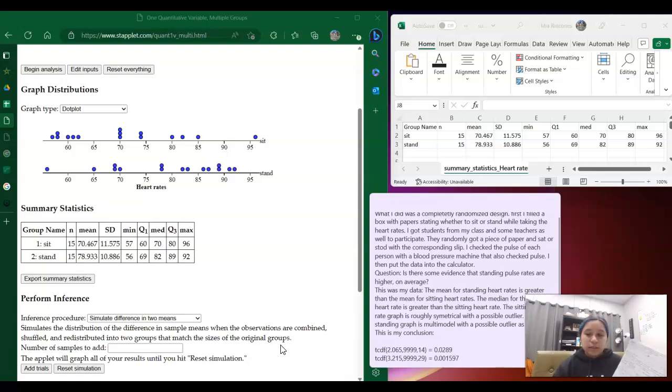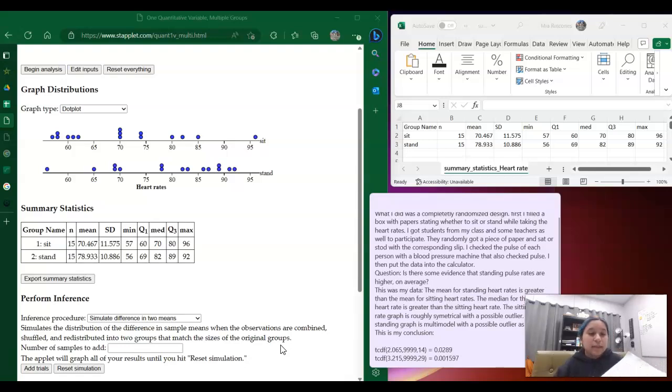For our conditions, this is a completely randomized design with 30 people either sitting or standing. Our 10% condition is checked, since 300 is less than the total number of people who could have been checked for their pulse. CLT is met, as there is the minimum number of people needed for it to be approximately normal.